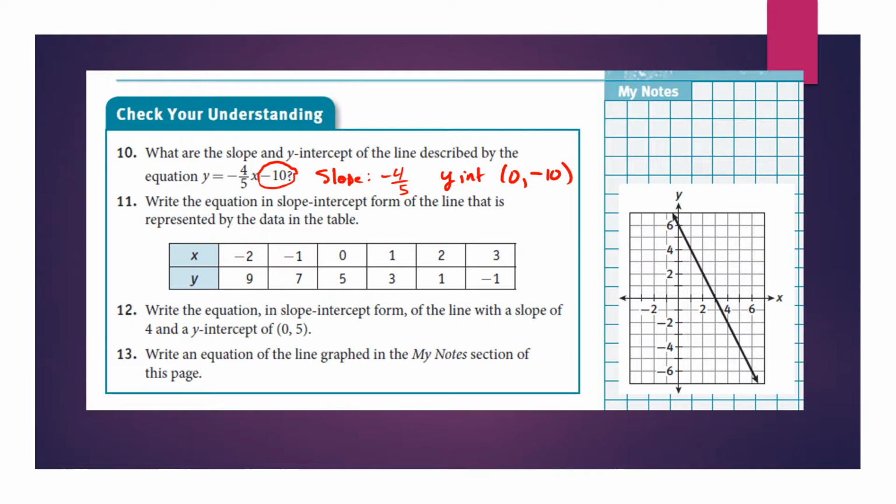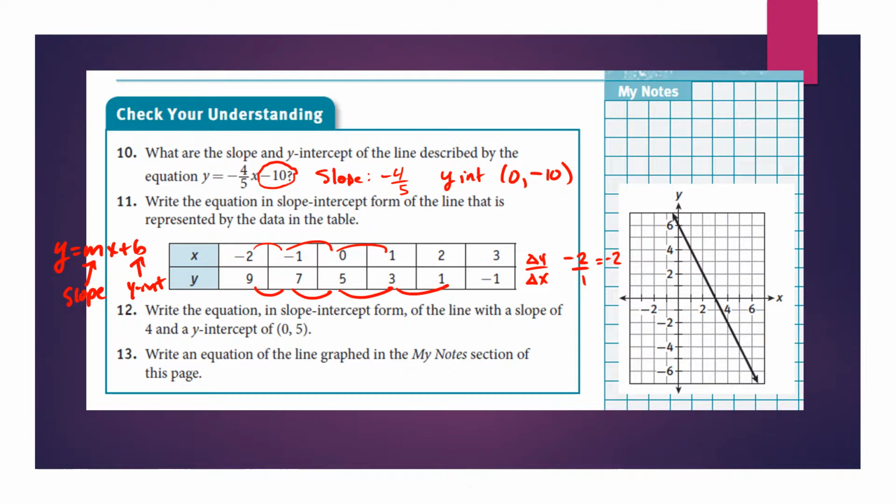So number 11 here says write the equation in slope-intercept form of this line. So first we need slope. So we need y equals mx plus b. That's going to be the slope. That's going to be the y-intercept. So we need both of those things. So remember, slope is change in y over change in x. So in this case, it looks like y is changing by -2 when x is changing by +1. So it would be a slope of -2.